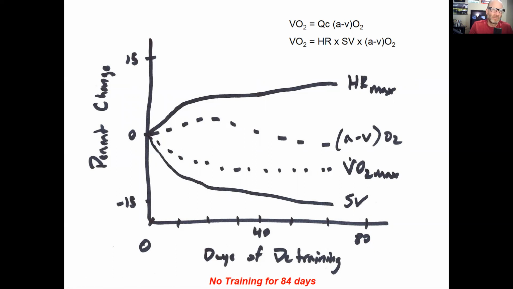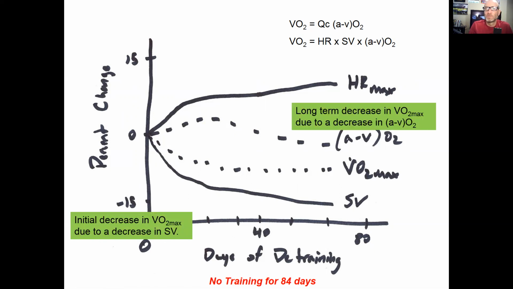So the change in VO2 max is largely due to a decrease in stroke volume, a decrease in the ability of the heart to eject blood with each beat. The long-term decrease in VO2 max is due to a decrease in the ability to extract oxygen from the blood. So a lower AVO2 difference. Okay, that's the long-term decrease. Short-term decrease, changes in stroke volume. Long-term decrease, changes in AVO2 difference.